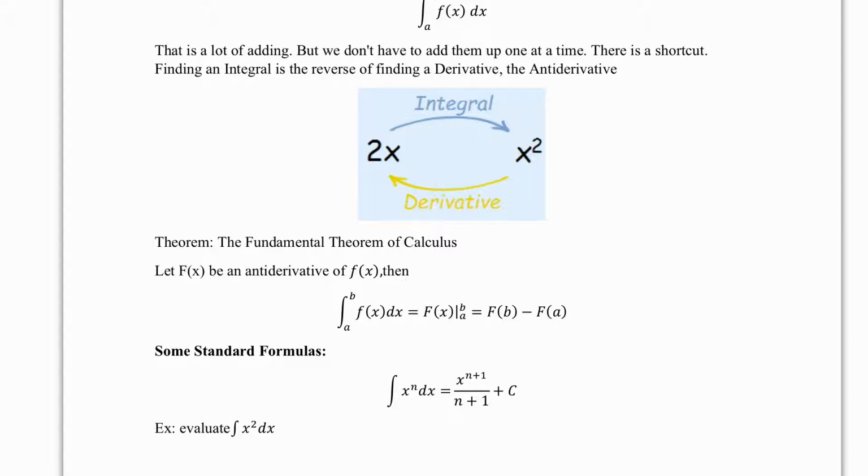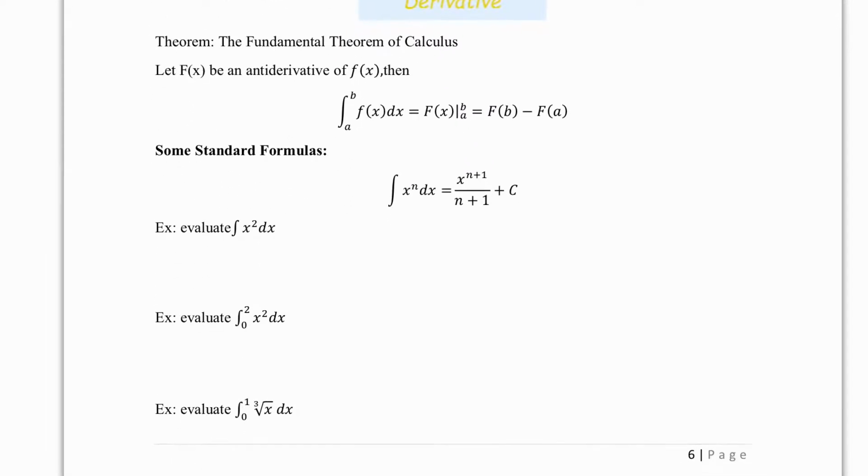And so here we have the fundamental theorem. It's a very important, very wonderful theorem. It says, let capital F(x) be an antiderivative of f(x), then the integral from a to b of f(x) is equal to capital F(b) minus F(a). Or you evaluate the antiderivative at b, and you evaluate the antiderivative at a, and you subtract the two values.